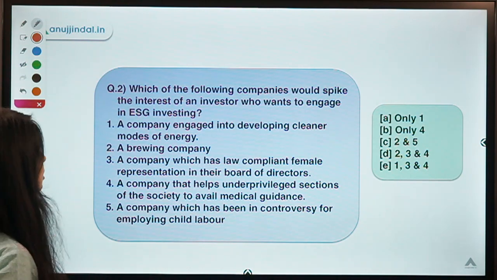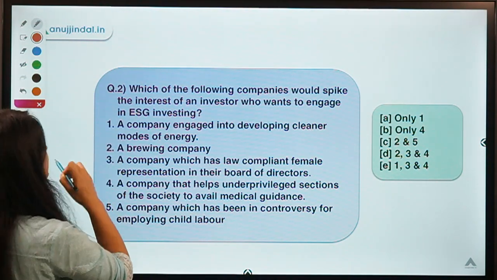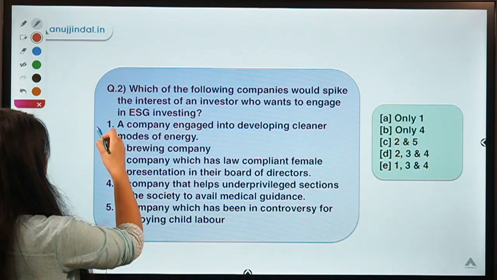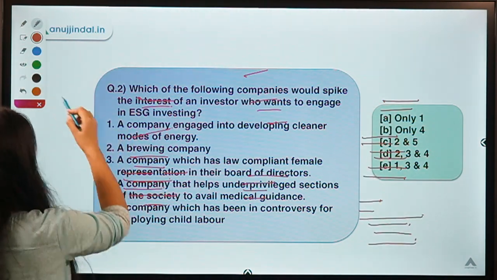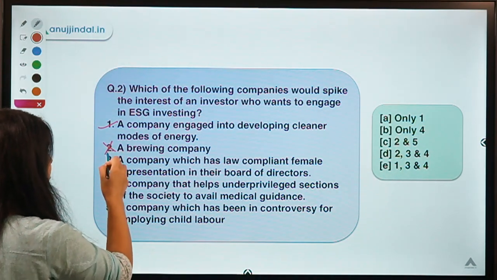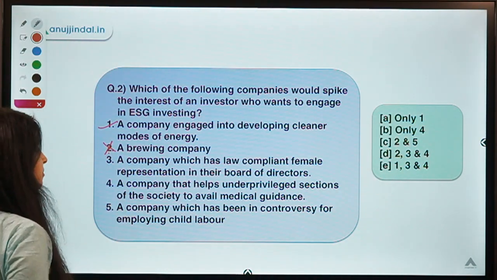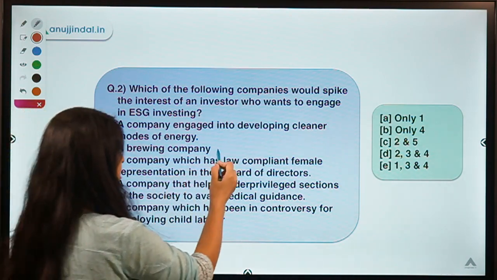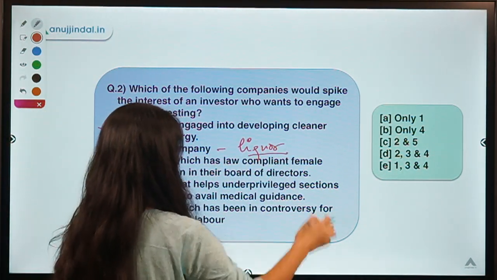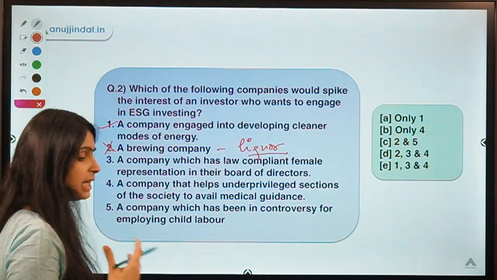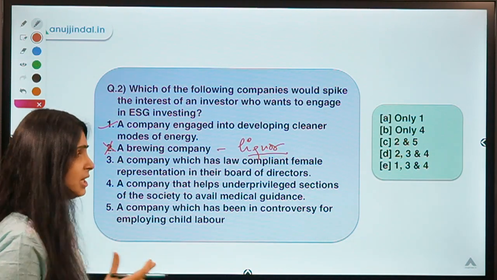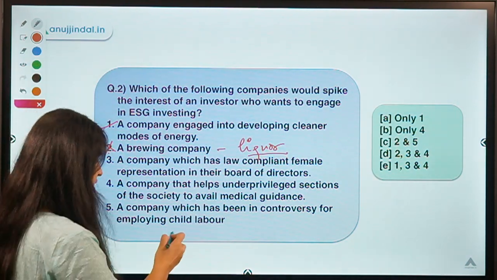So coming back to these statements, the first statement says company engaged into developing cleaner modes of energy. Obviously, it is going to be of interest for the investor. After that, brewing company, not that much, right? Because liquor, especially in India, the liquor industry is not considered very moral. I think there was a recent spat.